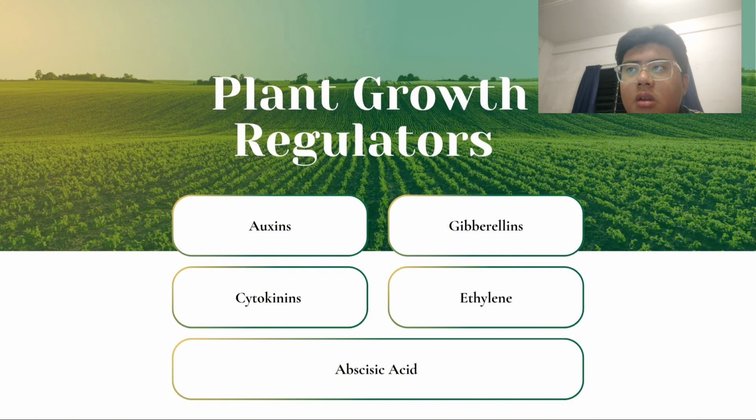Gibberellins promote cell elongation and division, leading to increased stature. Cytokinins stimulate cell division and differentiation, crucial for tissue development. Abscisic acid, inducing dormancy and helping plants respond to stress. And ethylene, the gaseous hormone, plays a key role in fruit ripening and senescence.